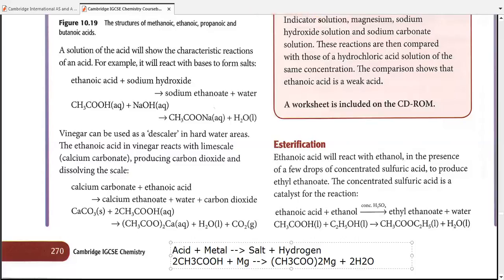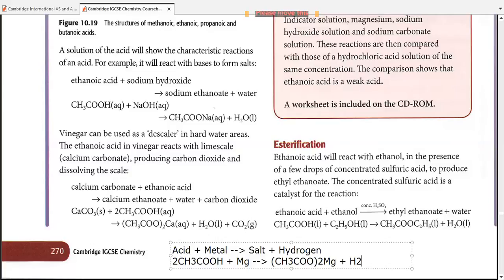Just a second. Acid plus metal gives us salt plus hydrogen. My mistake. Okay, so acid plus metal gives us salt plus hydrogen. So 2CH3COOH plus Mg gives us CH3COO twice Mg plus H2. So this is a reaction. This is another characteristic reaction.